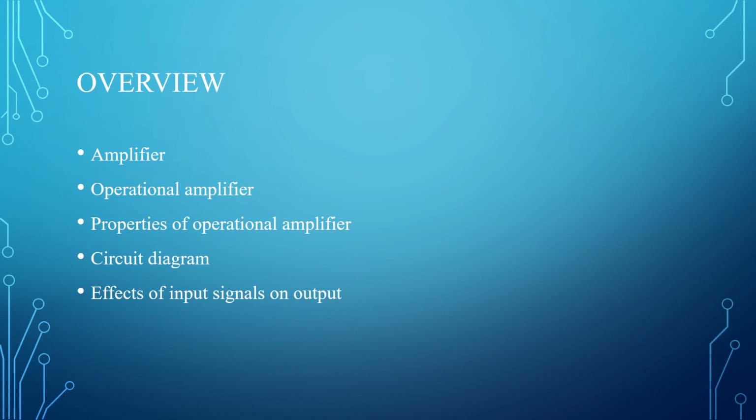Overview. First I will explain what is an amplifier, then I will explain what is an operational amplifier, what are the properties of operational amplifier, its circuit diagram and effects of input signal on output.